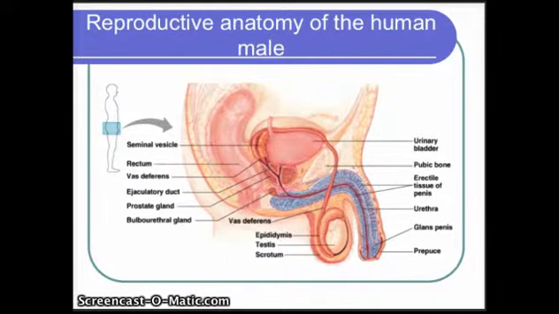The reproductive anatomy of the human male. Again, the main parts that you should be familiar with for the Regents exam are the testes, where again the sperm is produced, the vas deferens, which is the tube that's going to travel through the different glands to produce the semen, and then the urethra, which is the tube that travels out through the penis to deliver the sperm.